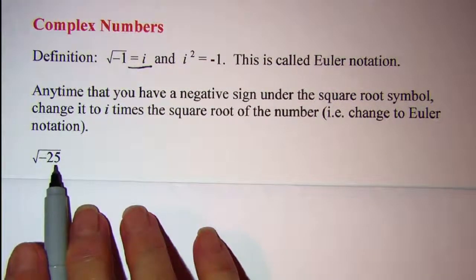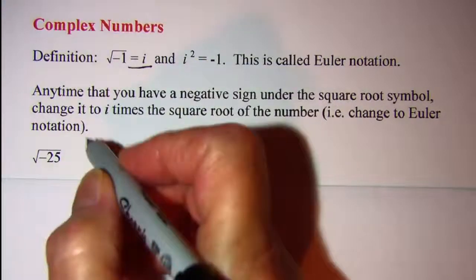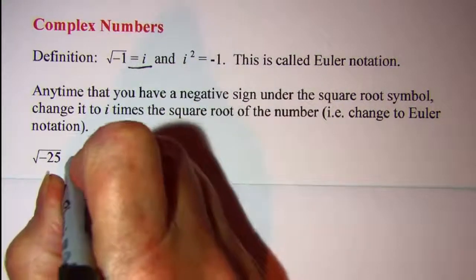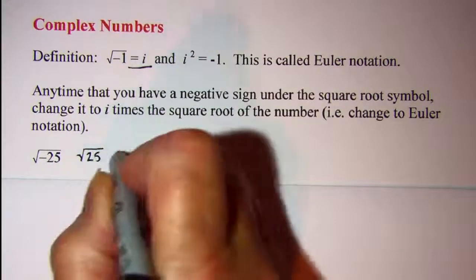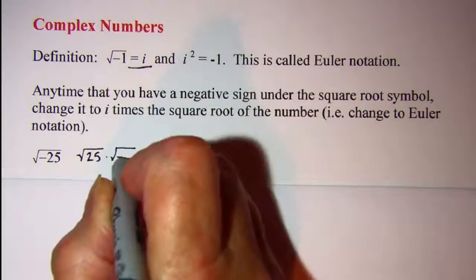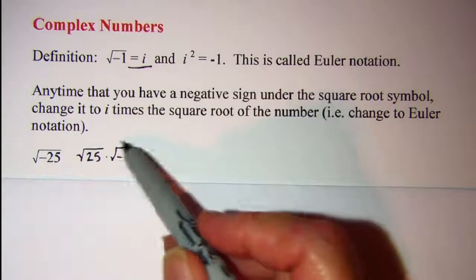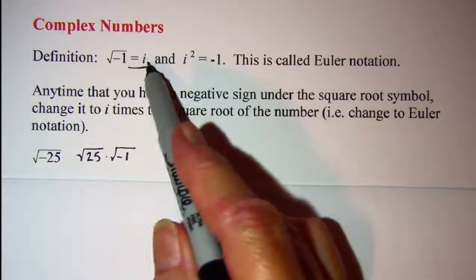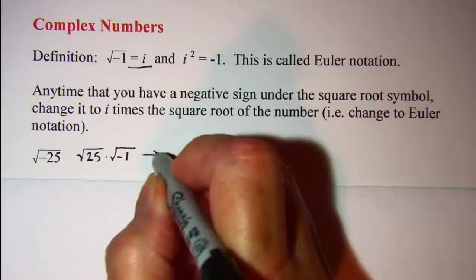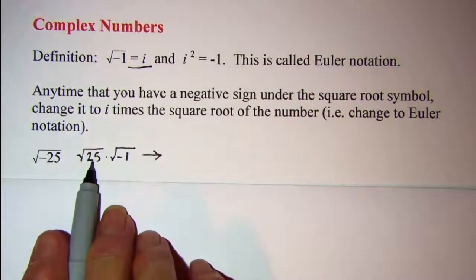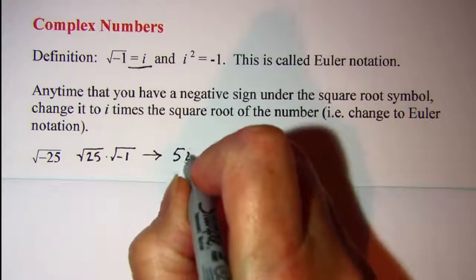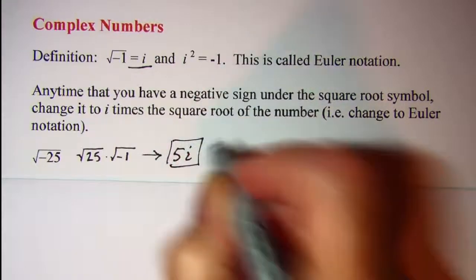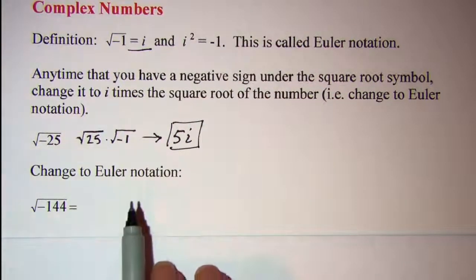If we have the square root of -25, this is the same as the square root of 25 times the square root of -1. And we know that the square root of -1 is equal to i, and the square root of 25 is 5, so we have 5i. Let's change a few numbers to Euler notation.